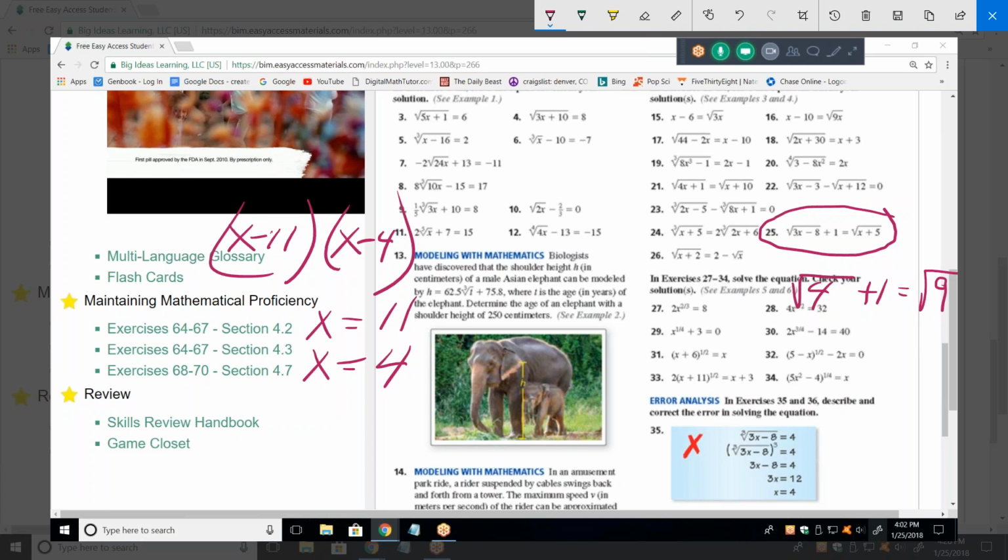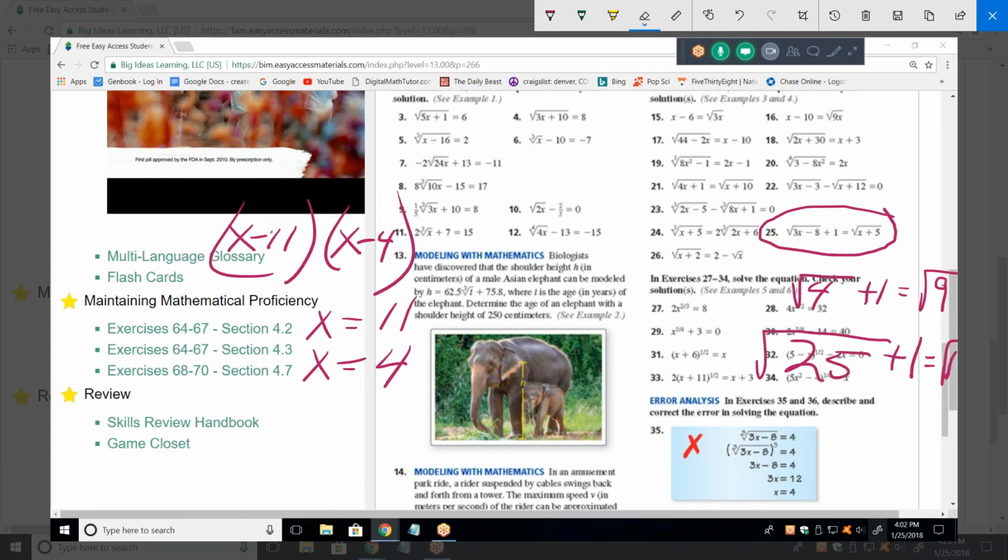And the other one almost guaranteed is going to work also. Sometimes I'm surprised, but 3 times 11 is 33 minus 8, so it's the square root of 25 plus 1. Is that equal to the square root of 16? I'll be darned.